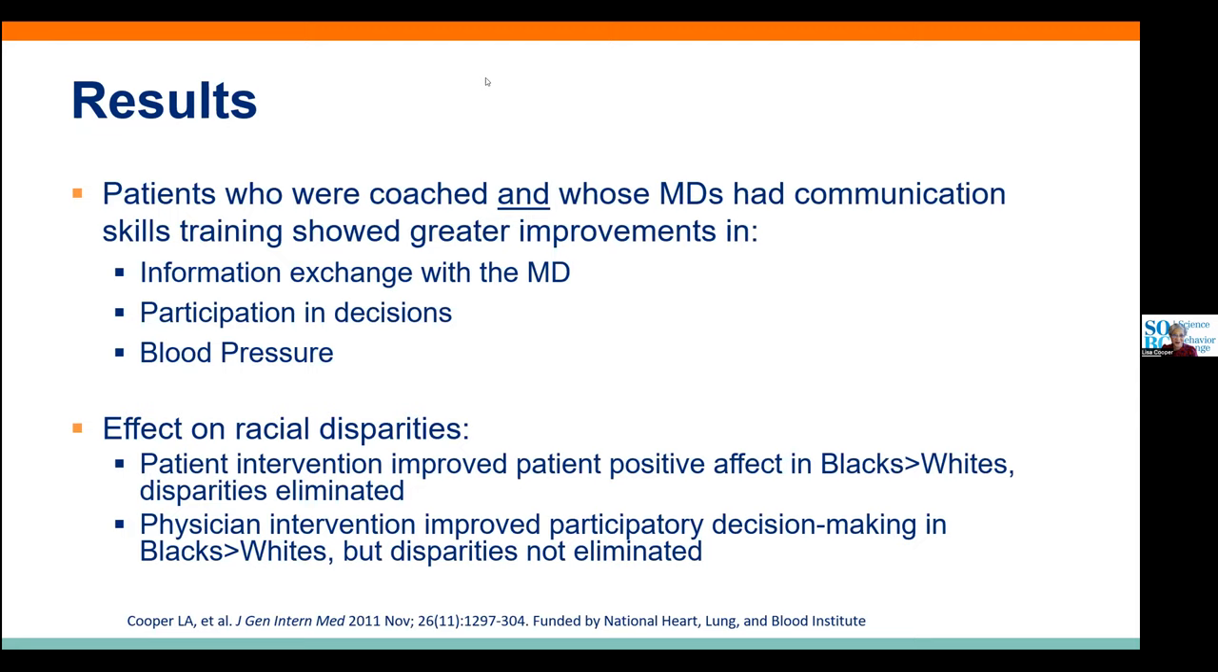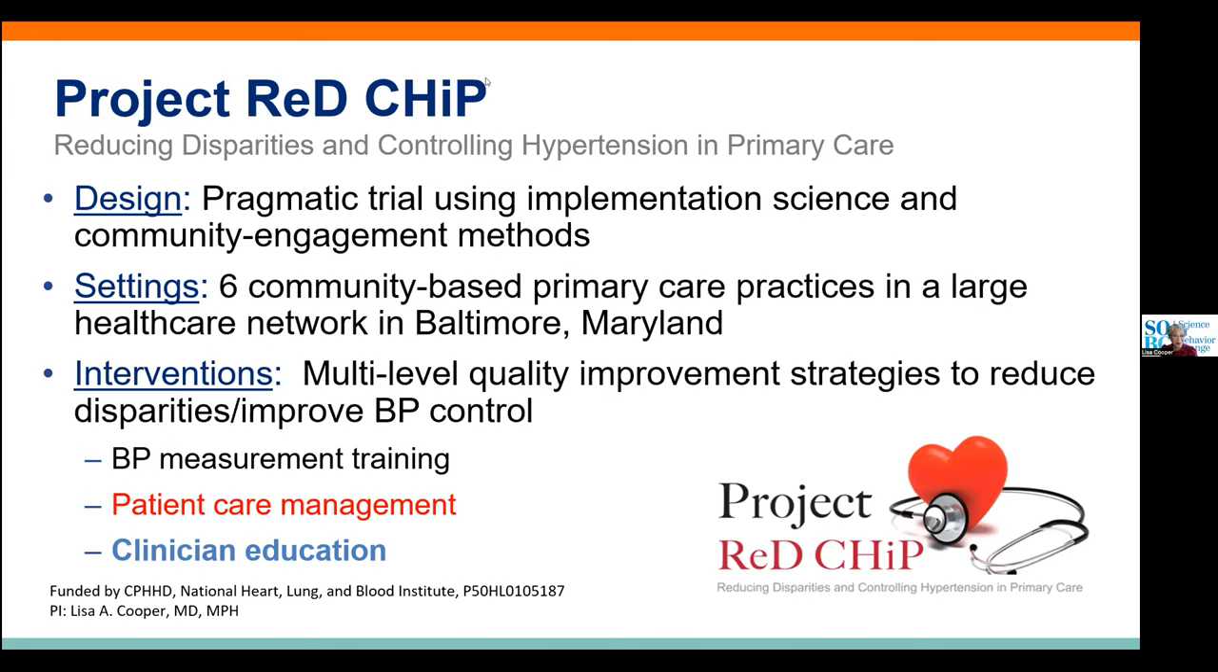So moving along, based on feedback from that first study, we decided to do another trial. This one was a multi-level pragmatic trial. We were engaged with thousands of patients across six primary care practices in a large network, and we were trying out several things. This was related to hypertension again. We provided blood pressure measurement training to the frontline staff. We delivered care management to the patients by a registered dietitian and pharmacist team. And then we had a clinician education focus.